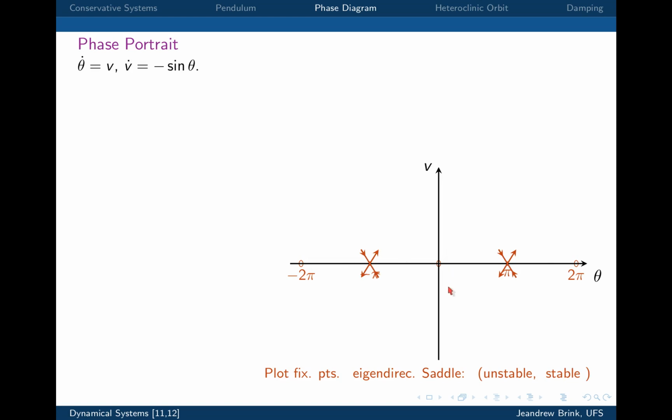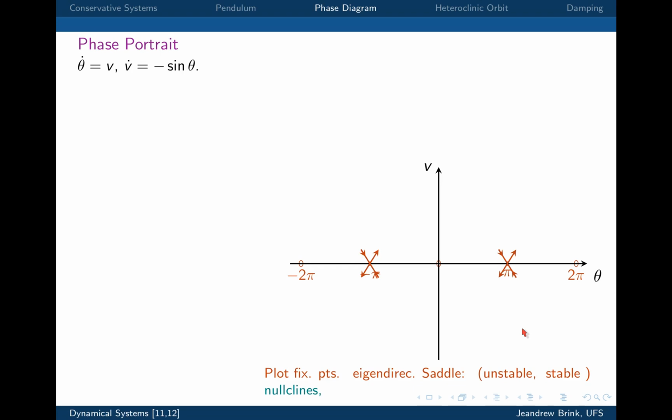Just one thing about this graph: I haven't made the scales the same. That's why these are a little bit squashed, even though they're actually pointing in the (1, 1) direction. This axis goes to about 6, and I'm going to have about 4 on that axis, so I've squashed it to fit it in. Okay, so we've got our stable and unstable eigendirections.